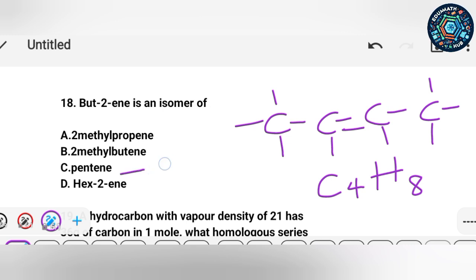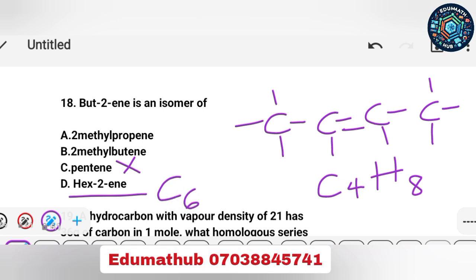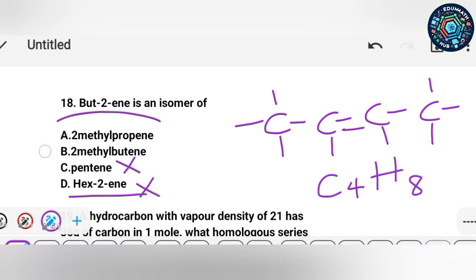Next thing to do is just to check the other options. Pentene means 5 carbon atoms. So this is C5, then H whatever. It cannot be the same as this one. They don't have the same molecular formula. This one is C5, this one is C4. So that means option C cannot be the answer. So eliminate option C. The same thing with hexene. Hexene means C6. C6 is not the same as C4. So that one too cannot be the answer. So this one is striked out. So our answer is just in between these two guys.